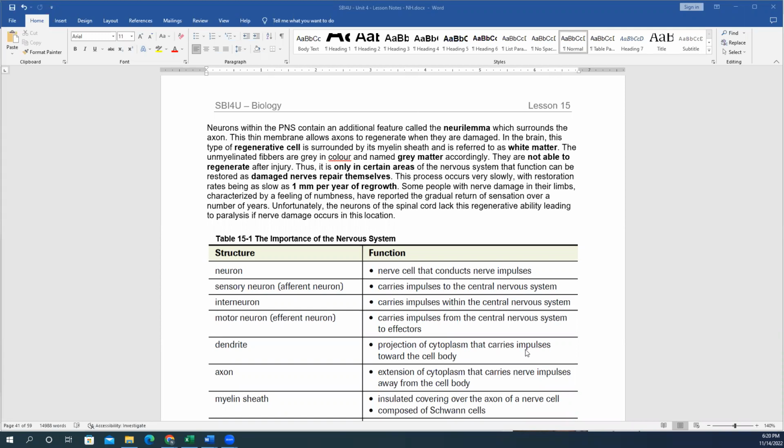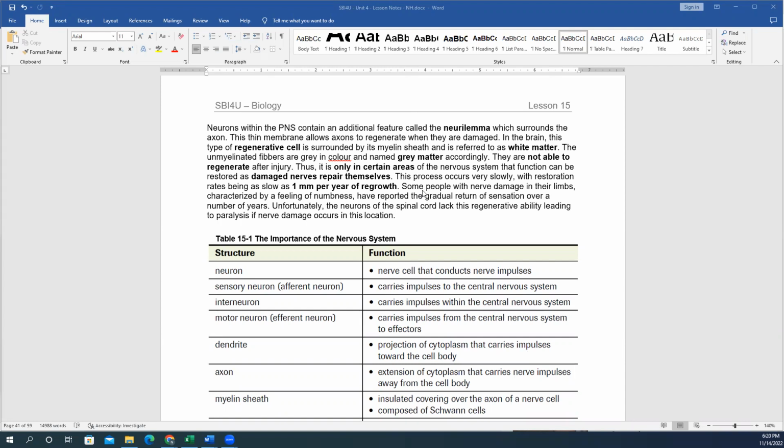And the gray matter consists of unmyelinated fibers, and because of their gray color, they're called the gray matter because of that. And these are not able to regenerate themselves in response to injury. So it's only certain areas of the nervous system that once they're damaged, the function can be restored and they have the ability to repair themselves. But this process occurs very, very slowly, as slow as sometimes 1 millimeter per year of regrowth in response to repair.